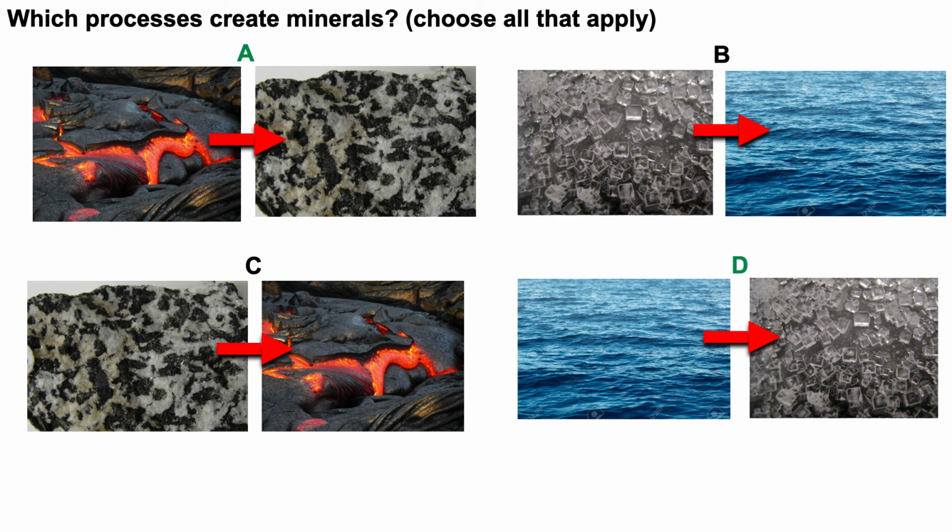Okay, how did you do? Hopefully you came up with A as a process that creates minerals and D as also a process that creates minerals. So what would the process name be for A? If you came up with cooling and crystallization from a magma or a melt, that would be a good geologic answer. How about for D? If you came up with precipitation, that would be the best answer for this.